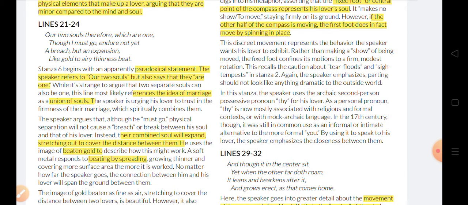Line 21 to 24: Our two souls therefore, which are one, though I must go, endure not yet a breach, but an expansion, like gold to airy thinness beat.